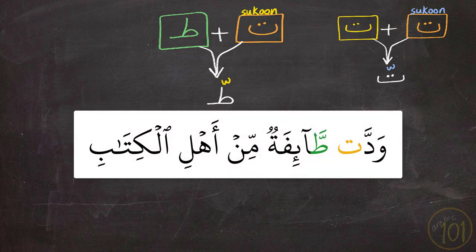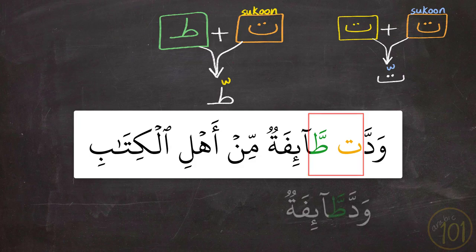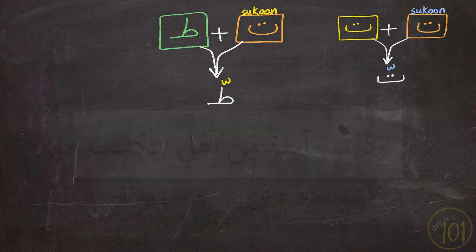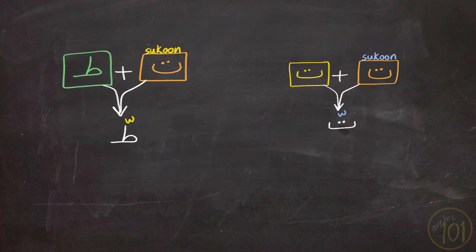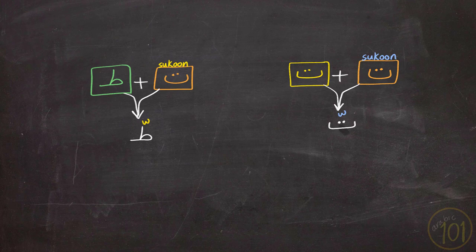وَدَّ طَائِفَةٌ مِّنْ أَهْلِ الْكِتَابِ. So these two letters are not identical, but they are similar and they share many of their characteristics. So we say وَدَّ طَائِفَةٌ. So if two letters are identical or they share many of their characteristics, they will be fused together into one, as long as the first of which has sukoon.